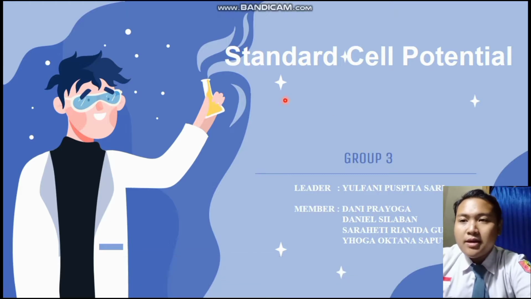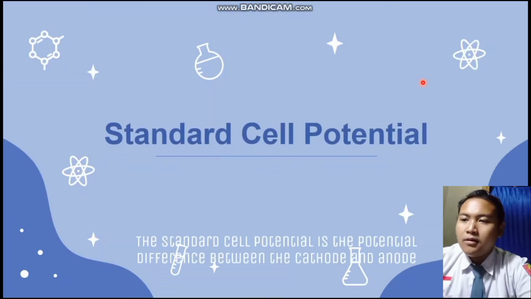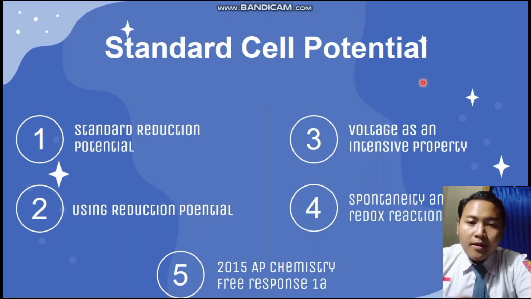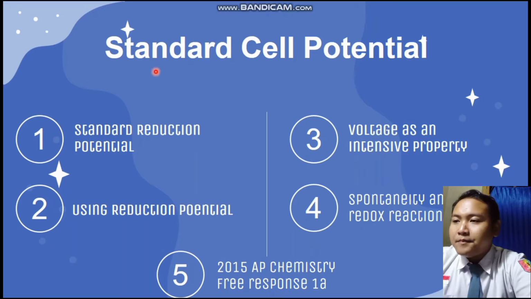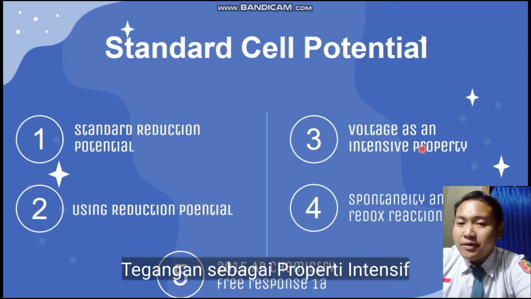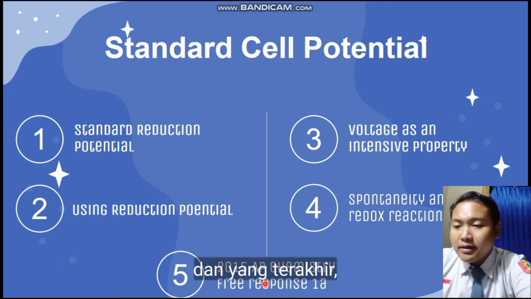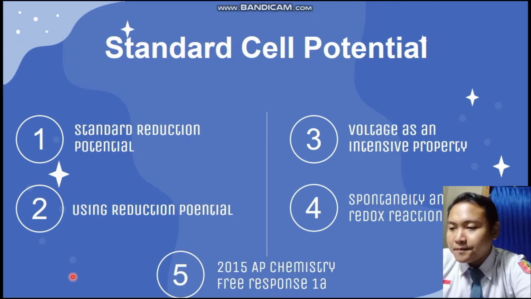We'll bring material about standard cell potential. The standard cell potential is the potential difference between the cathode and anode. This material will be divided into 5 parts, namely standard reduction potential, using reduction potential, voltage as an intensive property, spontaneity and redox reaction, and the last is 2015 AP Chemistry Free Response 1A.